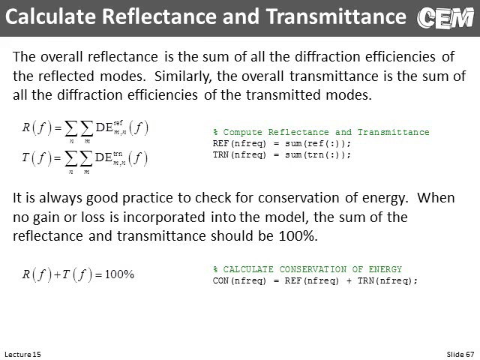So once we have all of the diffraction efficiencies, we can of course add all those up to get overall reflectance, add up all the diffraction efficiencies of the transmitted spatial harmonics to get overall transmittance, and it's always good practice to add those together and make sure that we have conservation of energy. Even if you want to include loss in your model or gain, turn that off at first, run your simulation, make sure you get conservation of energy, because if you don't, that's a sign something's wrong. Then you can turn your loss or gain back on.